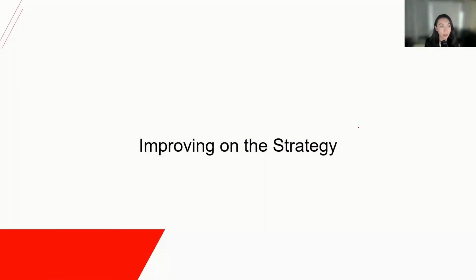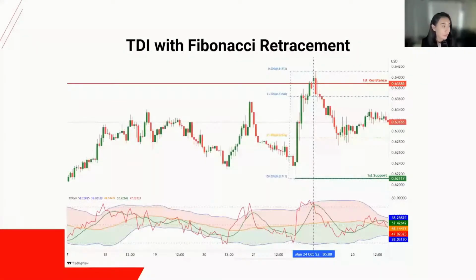Okay, so now let's talk about how to improve the strategy. That means how are we going to combine all the indicators to improve our strategy? Firstly, we can use the indicator with Fibonacci retracement. We can use all these indicators together with Fibonacci retracement, or first support and second support, first support and first resistance, to see whether that is the correct level, or the best level for us to enter the trade.